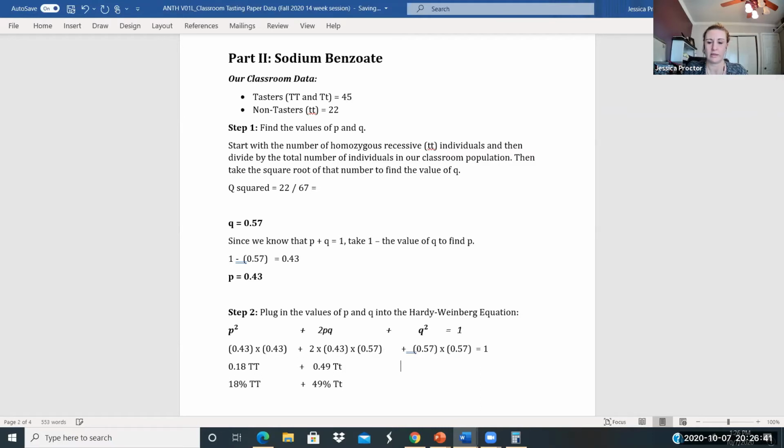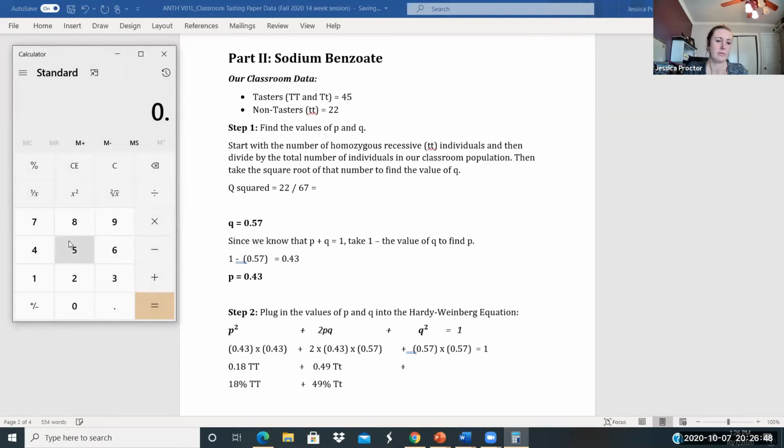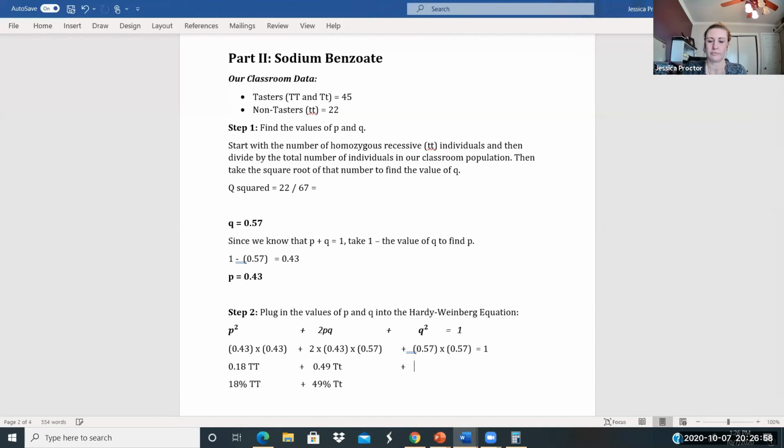All right, and then last part of the equation, the Q squared. So we're pulling up our calculator. 0.57 squared gives us this number. So we look at the third number, it is 4 and below, so we leave it 0.32. So that is the frequency for the homozygous recessive individuals in our population. Turn it into a percentage. We just move our decimal 2 places. So 0.32 becomes 32%.